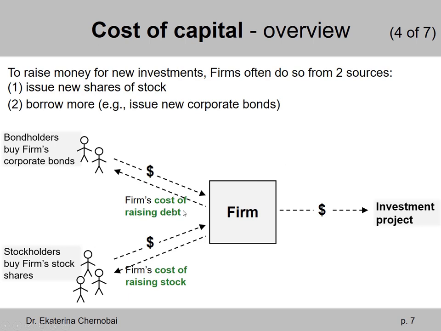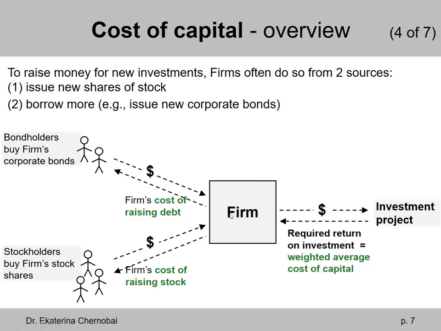Now when we know what the cost to the firm is of using this money that bondholders and stockholders provided when they bought the firm's bonds and stock shares, we can say that the firm is now responsible for making these payments back to bondholders and stockholders. By the way, what are those payments? It's basically coupon payments on bonds, face value in bonds, dividends on stocks, those kind of things.